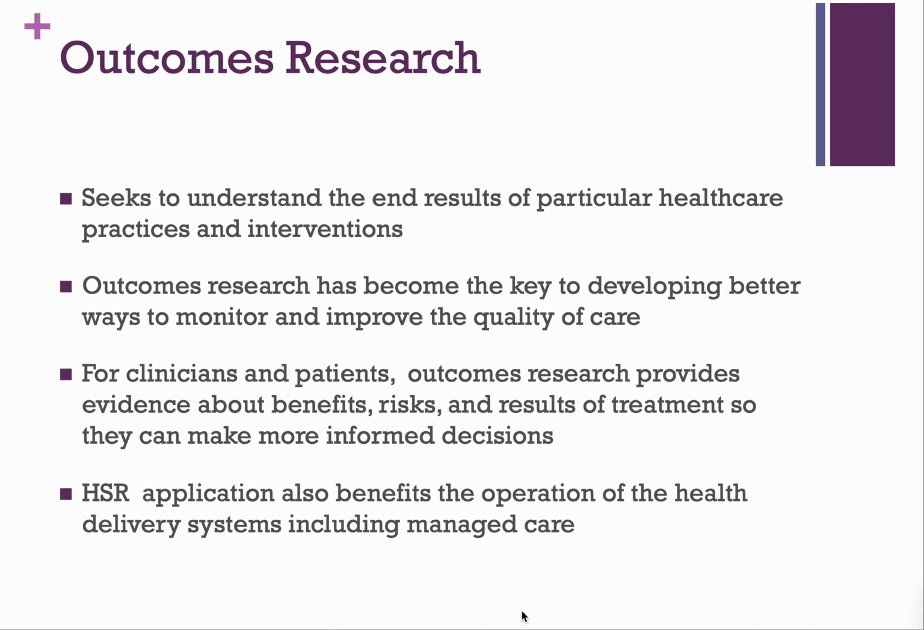Outcomes research, some examples are mortality, performance of a system, and financial performance of a system. For example, Avedis Donabedian's 1966 paper evaluating the quality of medical care used the term outcome first, and that became part of the quality assessment framework: structure, process, and outcomes, the SPO framework that was initiated by Donabedian. So outcomes research tries to understand the result of particular healthcare practices and interventions, and it has become the key to developing better ways to monitor and improve care quality.